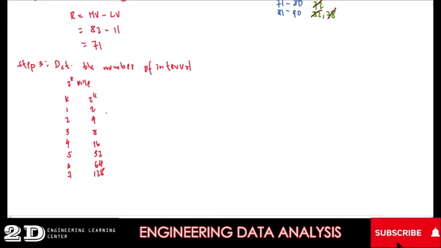You are going to use this if you are going to determine the number of intervals you have. For example, 71, so your range is 71. You will find the first value of k in which you can contain your 71. For example, if you have the number of intervals as 64, it is beyond the range. So our 71 is contained at 7 intervals. So this is where we could find our 71. That's why we will have 7 intervals.